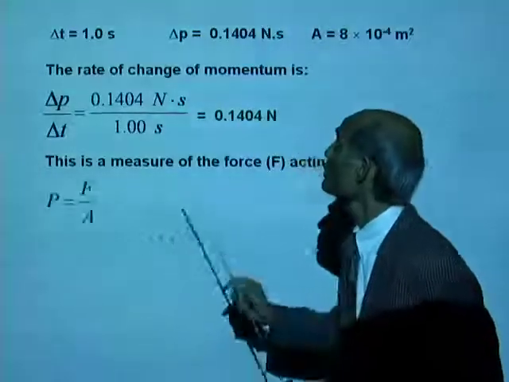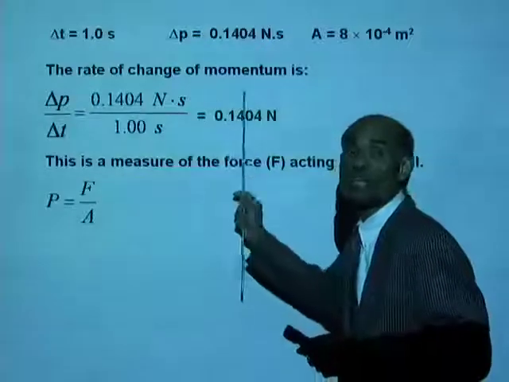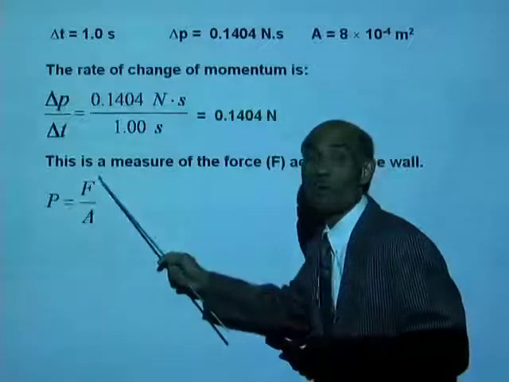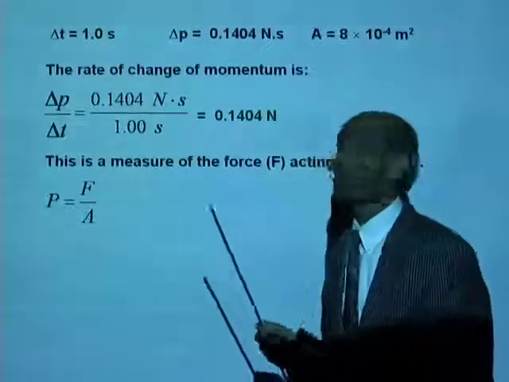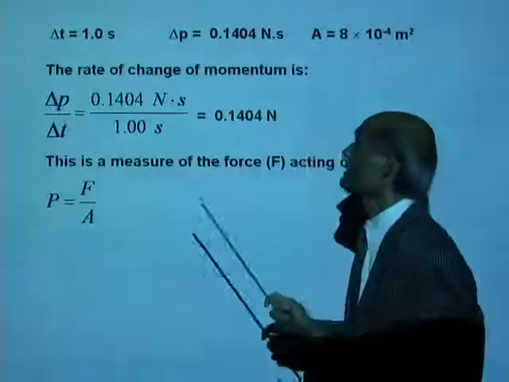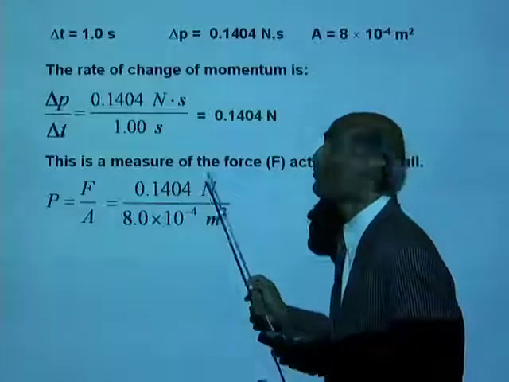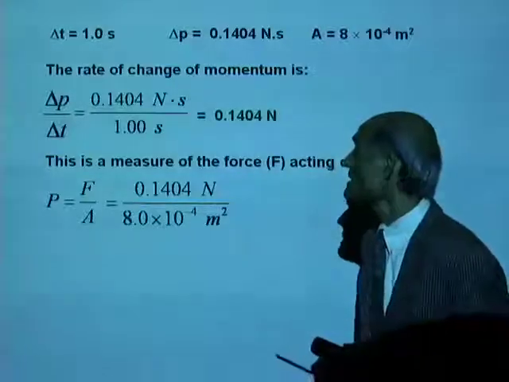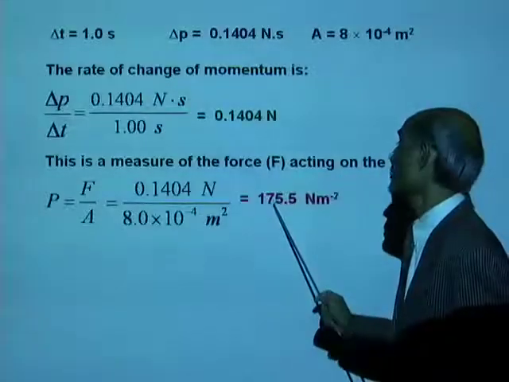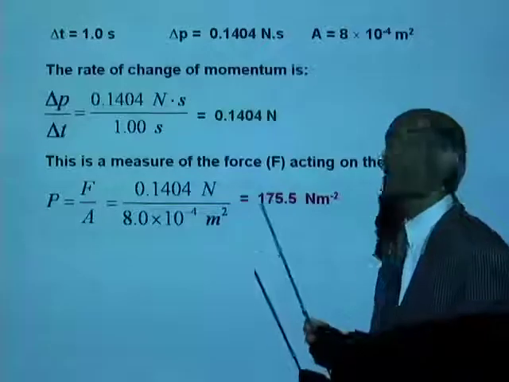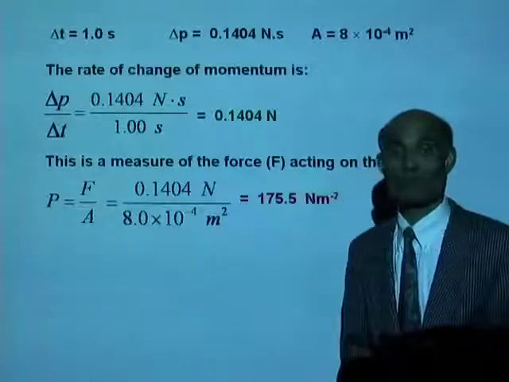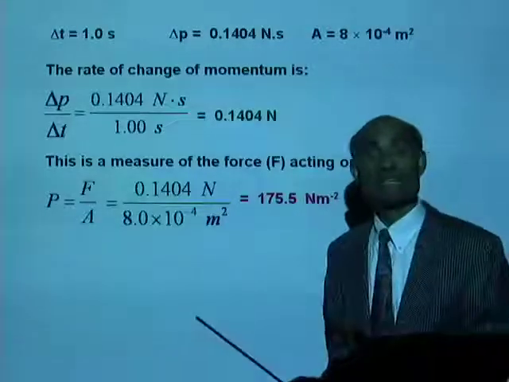So that change in momentum is a measure of the force exerted by the molecules on the wall. So what is the force exerted on the wall? This is the force exerted on the wall. Pressure is force per unit area, so divide this force by the area of the wall. That will be 0.1404 Newton divided by 8 times 10 to the negative 4 meters squared. That gives you 175.5 Newton per meter squared, which is the pressure exerted on the wall. And you know Newton per meter squared is a Pascal.